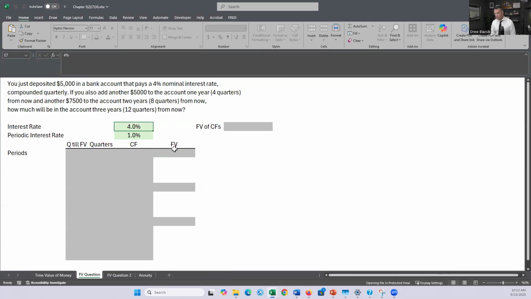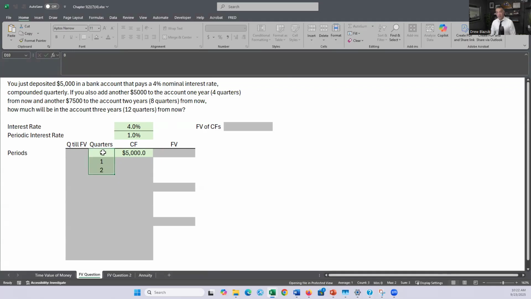So now what we're doing is we're going to add a cash flow of $5,000. Now, if you add another 5,000 to the account 1 year, 4 quarters from now, so let's do this really quick. I'm going to write the quarters down because it gets a little confusing with quarters. So I'm going to do quarters here.